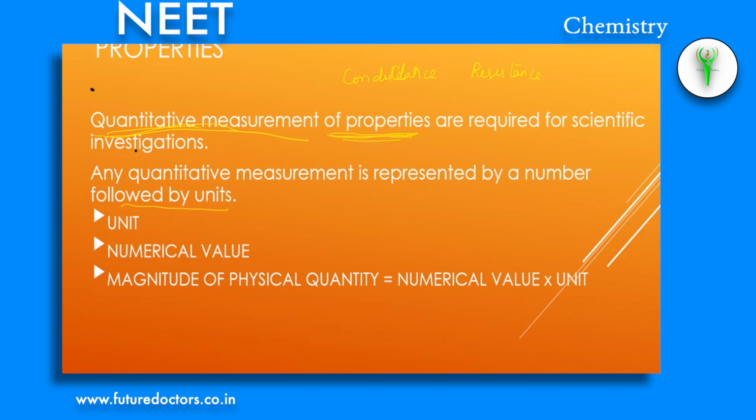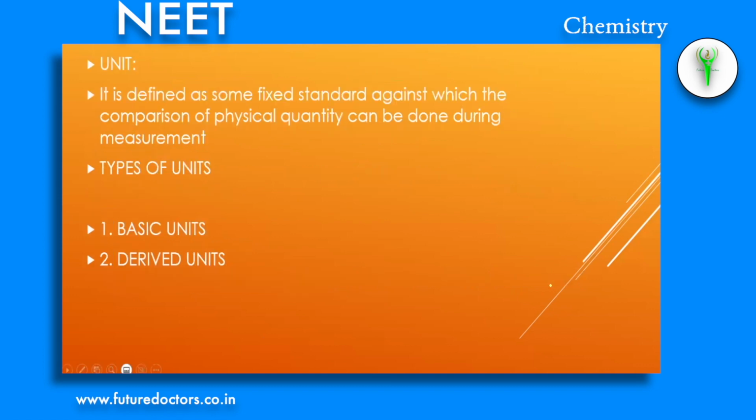Whatever value we are measuring has a particular value, and that value is followed by a unit. Here we are going to study the quantity of measurement. The magnitude of a physical quantity is nothing but the numerical value multiplied by the unit. Whatever value we are getting, multiplied by the unit, will give you the magnitude of the physical quantity. So what is a unit?